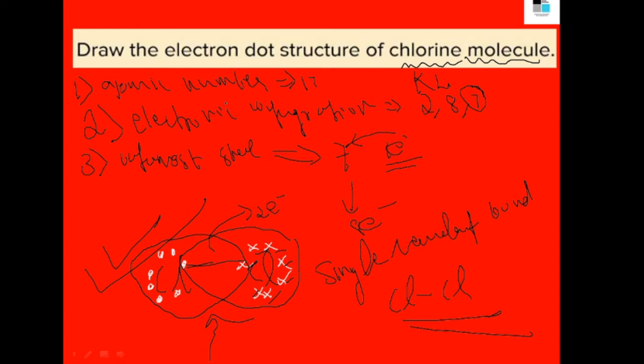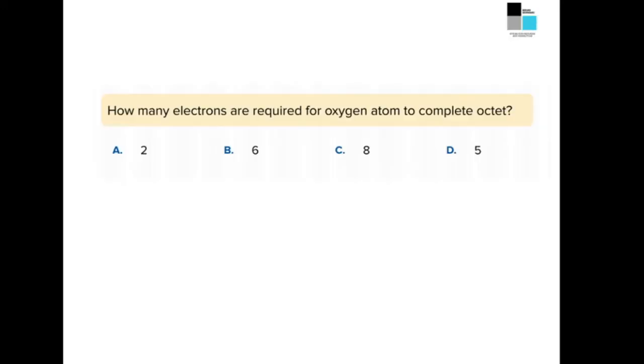Clear? Now let us move forward and discuss another case. Now consider an example of oxygen. As I told you, first we have to know its atomic number. So oxygen's atomic number is 8. So its electronic configuration is 2, 6.